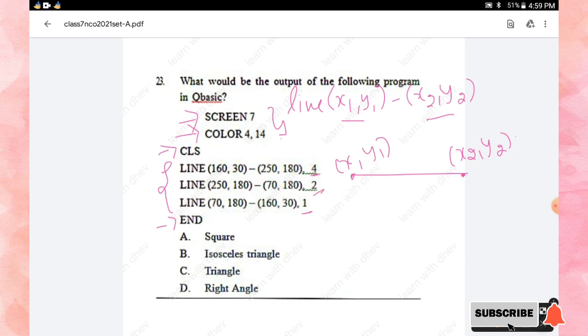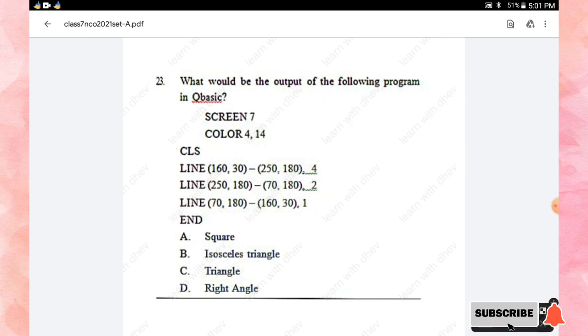Next we'll put a comma. Afterwards, they have passed some parameters or arguments. It's nothing but the color attribute. This color attribute sets the color of the line to be drawn. Right. Now we'll move on to the program.